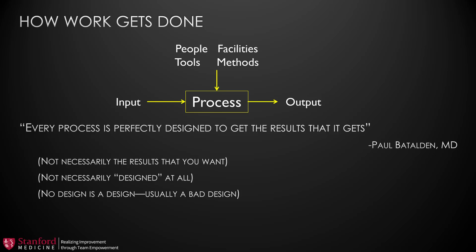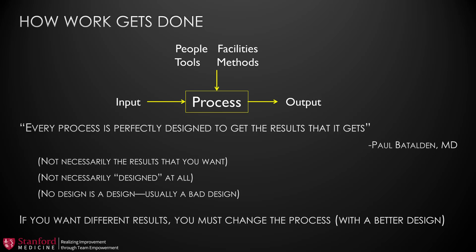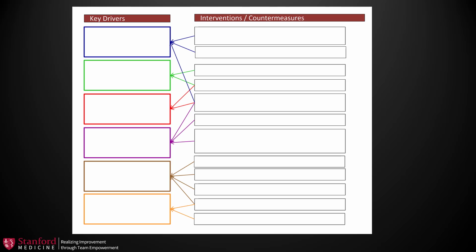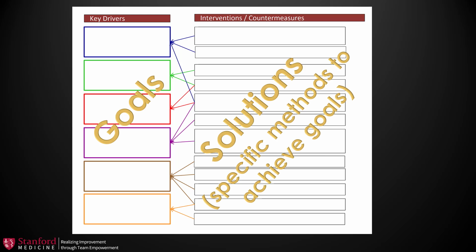And remember, no design is itself a design, and it's usually a bad design. So if you want different results, you must change the process. In other words, you must design and implement a better process. Last time we introduced you to the key driver diagram. As we discussed, key drivers are the few things that must be in place or must happen on a consistent basis for us to achieve our goal. In other words, they represent intermediate goals, and the interventions or countermeasures are the solutions or the specific methods or other changes that will help us achieve those goals.